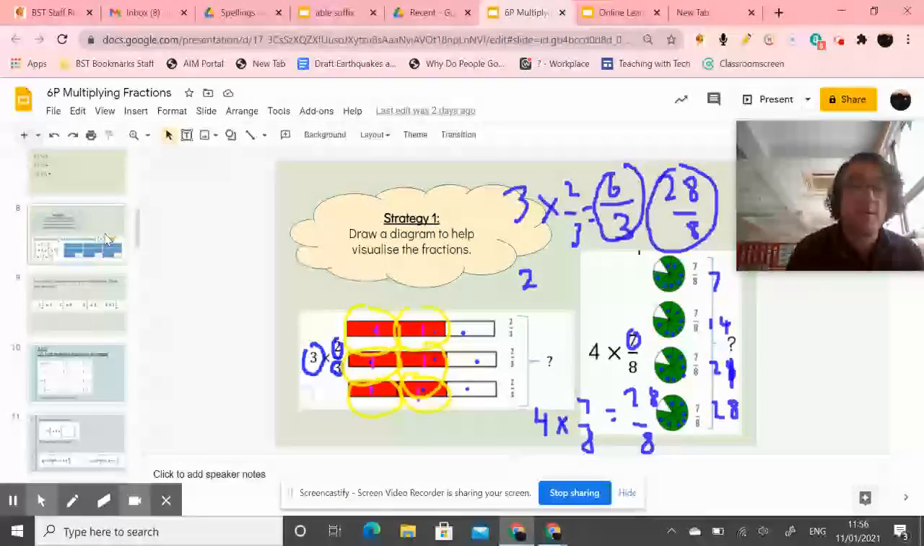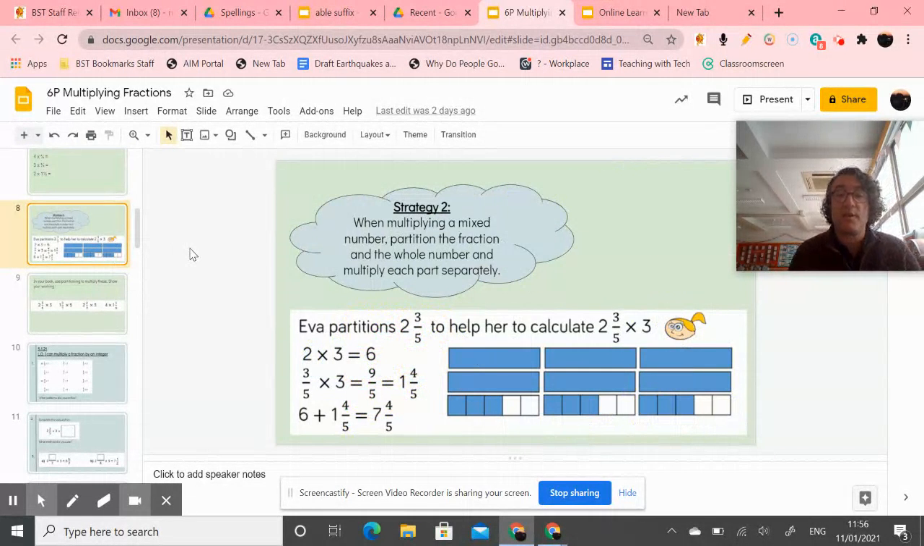Okay, right. Well done. Here's my second strategy. Second strategy is as follows. So this follows a very similar method. The only difference is, so this is my calculation, 2 3/5 times 3. So this time I'm going to partition, because actually what I've got is I haven't just got a fraction, I've got a mixed number. So this is how we multiply mixed numbers.